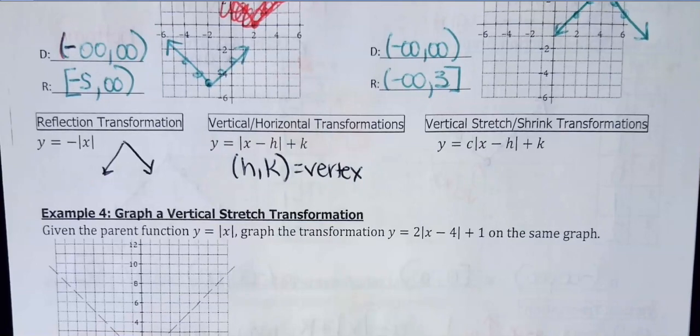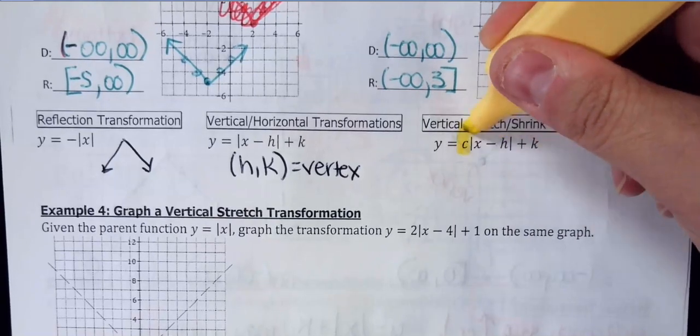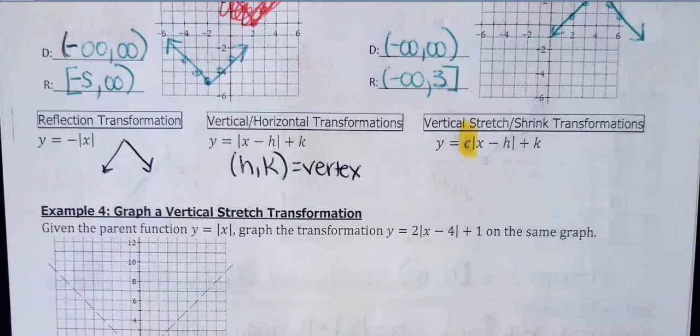What we're going to add into the mix for these next two examples here is what we call a stretch or a shrink, and that is going to happen if you have a number in front of the absolute value. This is called either a vertical stretch or shrink. There's two things that can happen here.